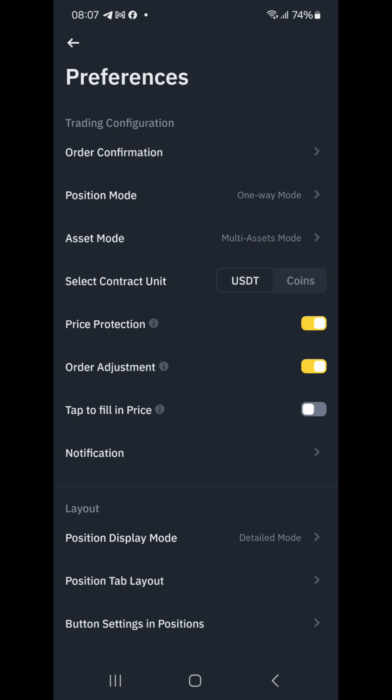Now, order adjustment is a feature that makes your orders more adaptable to the market, allowing them to be adjusted automatically within certain parameters if needed. You understand? So enabling these features can help you better manage your trades and protect against volatility, especially in fast moving markets like futures, right?